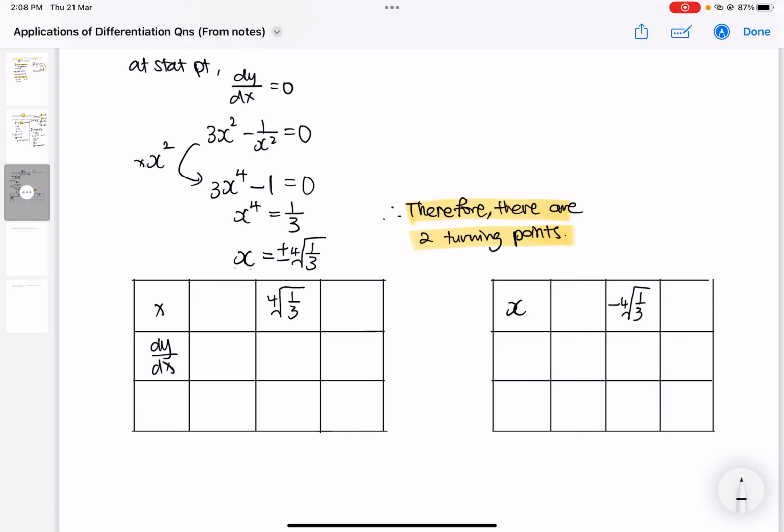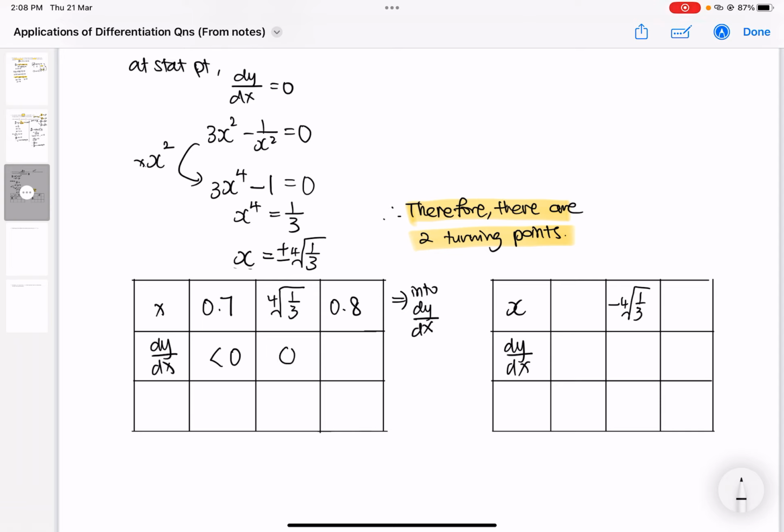So, let us look at the positive x value first. The fourth root of 1/3 is about 0.76. You need to use a value slightly before and slightly after. You do not exactly have to add 0.1 to the x coordinate. So, if the x point is 0.76, I'm just going to use 0.7 and 0.8 as the values before and after. Now, I will need to substitute these values into dy dx and figure out whether they are positive or negative. When I substitute 0.7, I get a negative value.